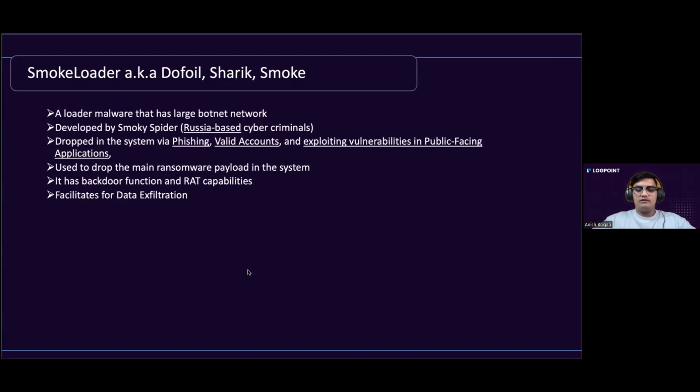SmokeLoader can be dropped onto a system by various techniques, such as phishing and exploiting vulnerabilities in public-facing applications, and in other stages of the attack, attackers can manually drop it. Besides its loader functionality, it also has some backdoor functions and RAT capabilities, and can facilitate data exfiltration. For SmokeLoader, we have analyzed multiple samples, but for this webinar, we'll only be discussing two.